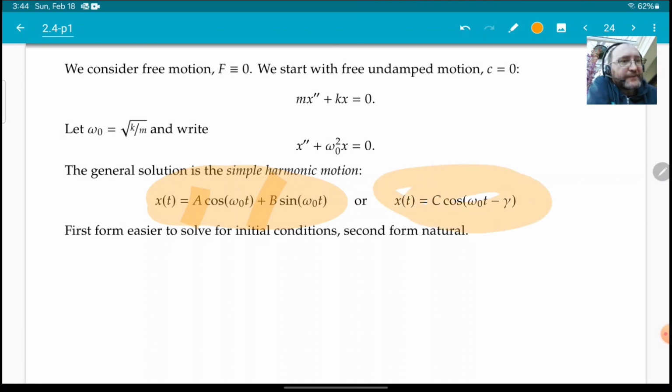This form, on the other hand, is useful in that this c and this gamma have natural interpretations.